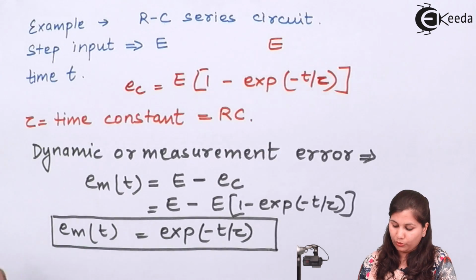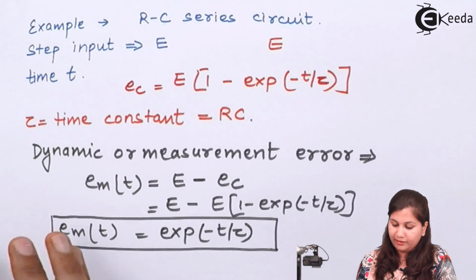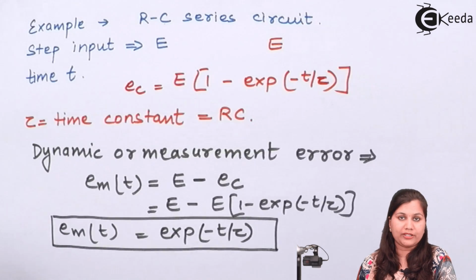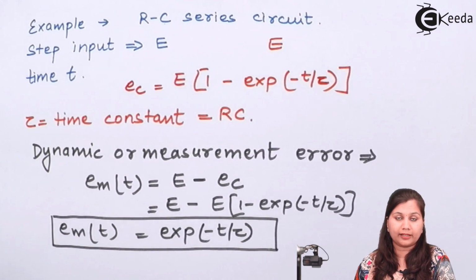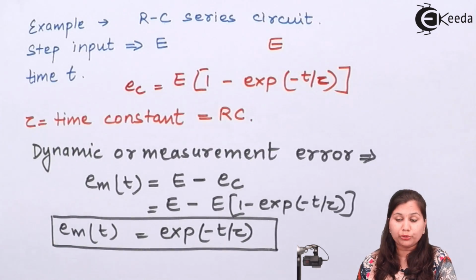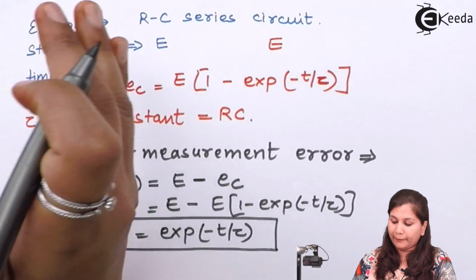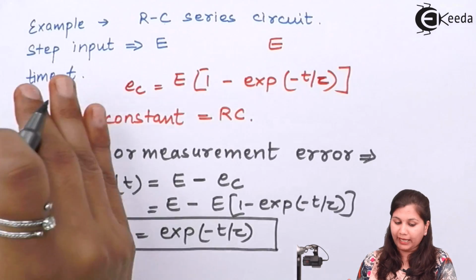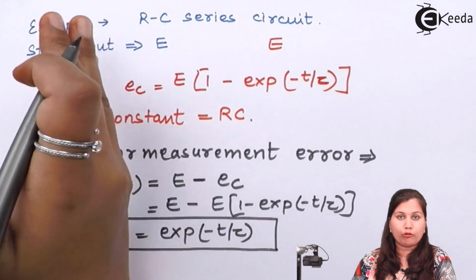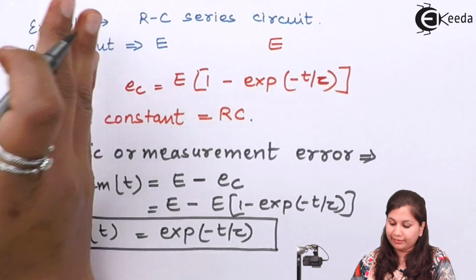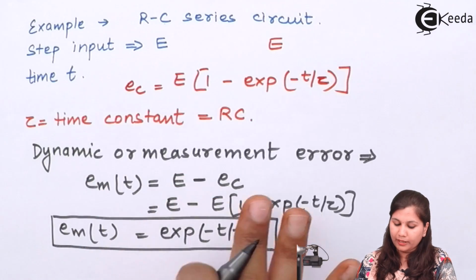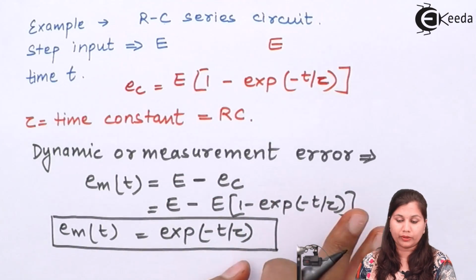So this dynamic error is on account of the storage elements present in the circuit or in the transducer, due to which the output cannot follow the input exactly, but there is a time lag or a time delay between the output and the input, and that is called the dynamic or the measurement error.